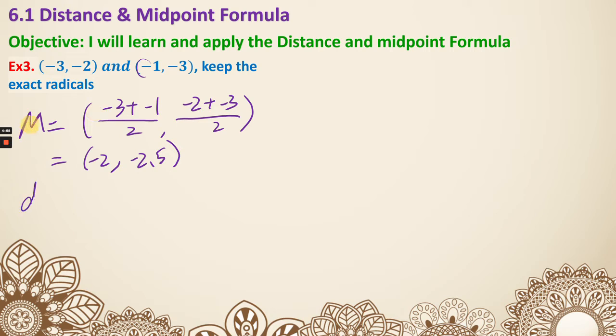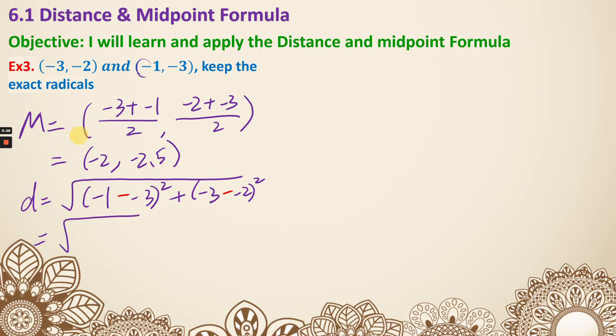As for the distance, square root of, let's carry the signs, -1 minus -3, squared, plus -3, then I'm going to subtract my next number, -2, squared. See, I'm carrying the sign with all the numbers. I'm just going to write them out, and then I can deal with all the calculations in the next step. So that is going to give me -1 plus 3, so 2 squared, and -3 plus 2, that is -1 squared. So I got the square root of 5, exact radical.